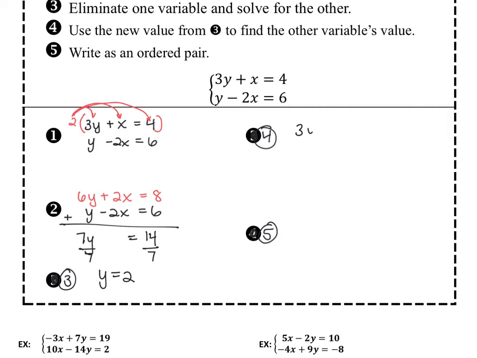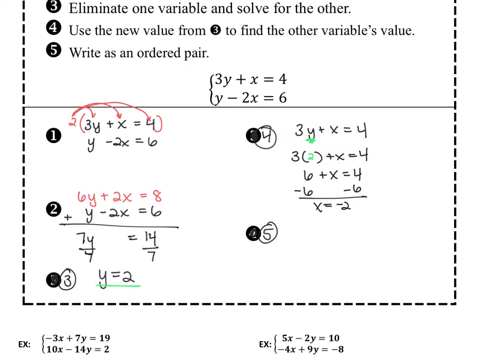The top equation was 3y plus x equals 4. Now, I got what y is. I know y is 2. So in place of y, I'm going to put a 2. So really I have 3 times 2 plus x equals 4. That means I get 6 plus x equals 4. And now I can subtract 6 and get x equals negative 2.